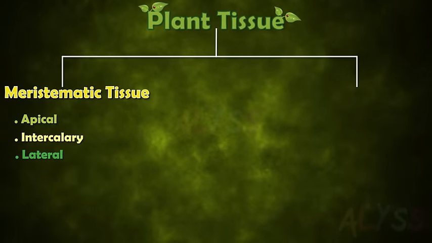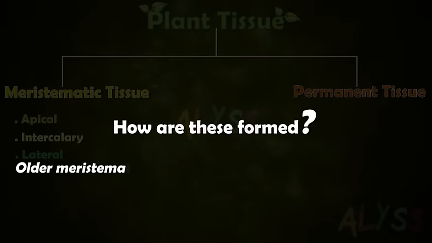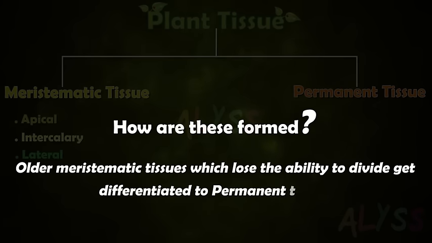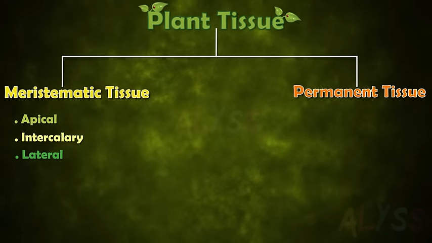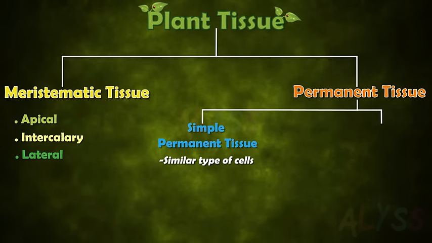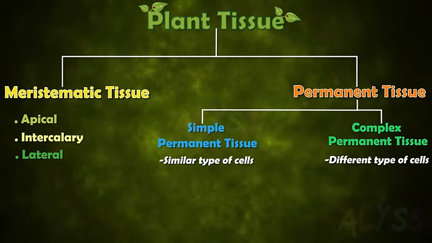Another type of plant tissue is permanent tissue. How are these formed? Older meristematic tissues, which lose the ability to divide, get differentiated into permanent tissues. They are again of two types: simple, which are made up of the same type of cells, and complex, which are made up of different types of cells, but performing the same function.